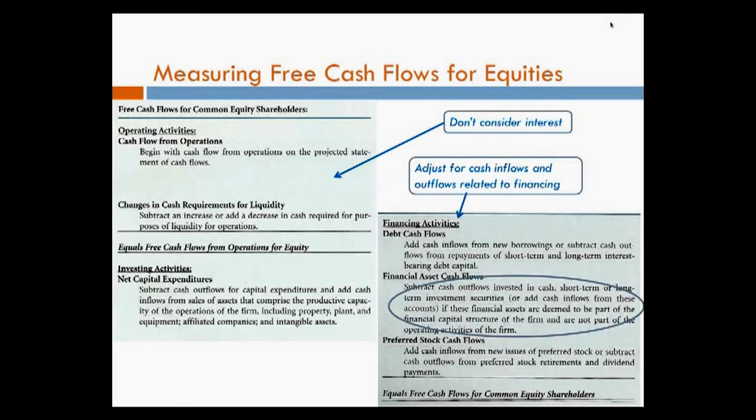You have to look at your cash, your short-term assets, and determine whether any of them were related to financing, and adjust those. And then finally, preferred stock, which we don't handle too much here. So what you're trying to do here is just have remaining the cash flows that are available to be used for dividends if you so choose. That's what this bottom line is. Cash flows that are available for dividends.